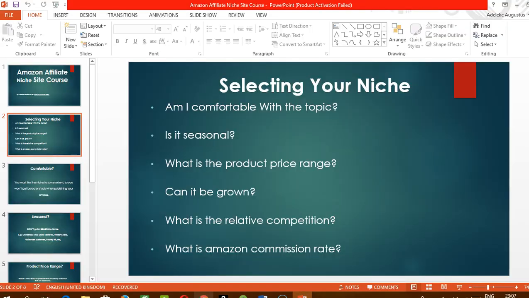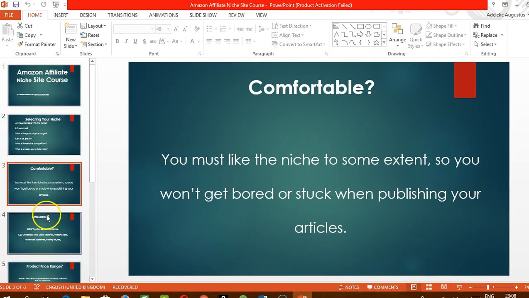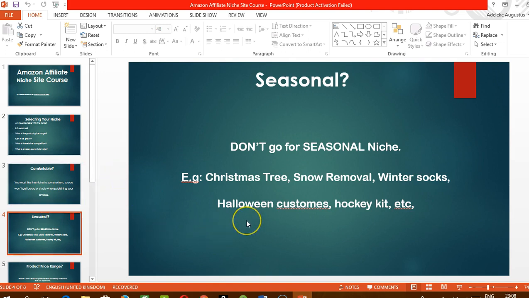So let's continue. Is it seasonal? You should try as much as possible to stay clear of seasonal niches. The reason for this is not far-fetched. Seasonal niches would only sell for some period of the year, and beyond that period, you stop making money, which does not make sense really. So you want something that would make you money all through the year, not just something that will make you money for, let's say, 2 or 3 months.